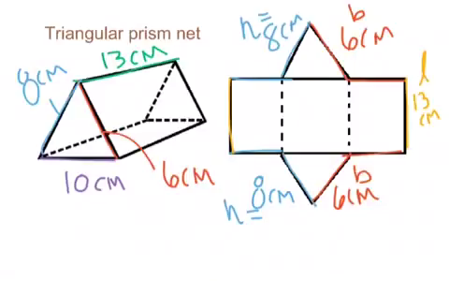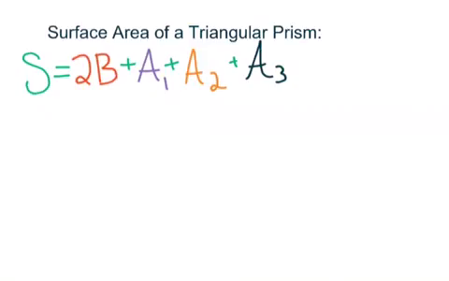So right here, on the left, we have a triangular prism, and then on the right, you have the net of it. So if we unfolded this prism, this is what it would look like on the right. I give you all the lengths, so let's use the formula way. The surface area of a triangular prism is 2 times the base plus A1 plus A2 plus A3. Now A1 represents the area of face 1. So this is face 1, the area of face 1. Then you have the area of face 2.